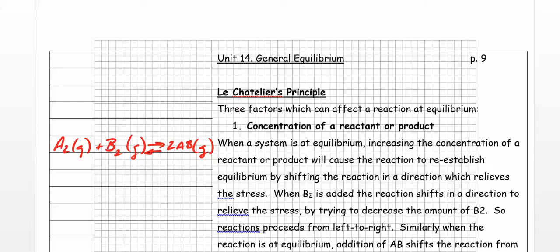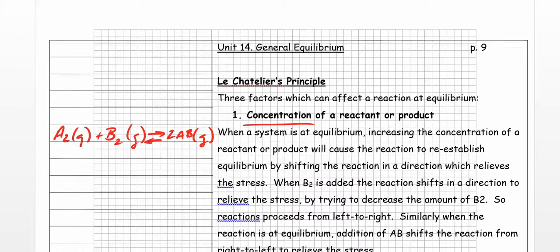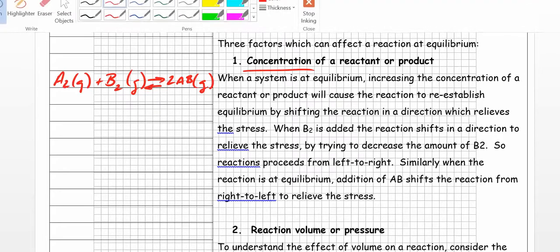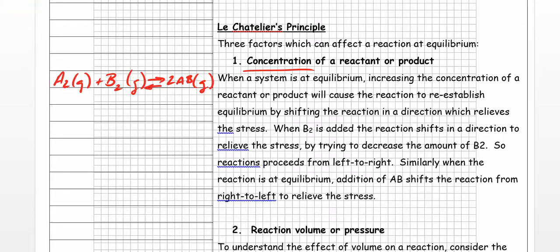Well, what does it mean to stress the system or to perturb the system? Well, there are a couple of different ways that we can do that. One way is by affecting concentration, right? So let's talk a little bit about what happens if I change the concentration of something. So let's just say, for example, that I were to add B2 to the equilibrium. So I've got the equilibrium going, but then I add B2 to the equilibrium. What's going to happen? Well, if I add B2 to the equilibrium, what's going to happen is the equilibrium is going to be disturbed in such a way that it has more B2 than it wants.